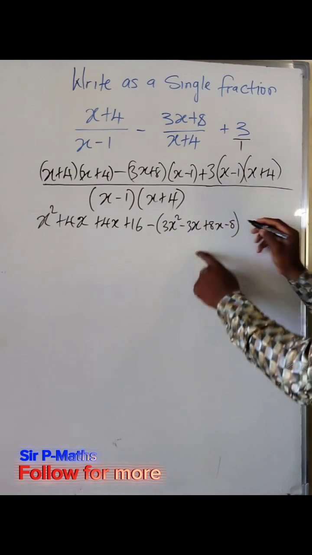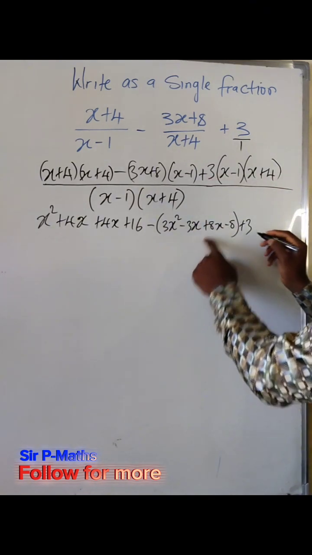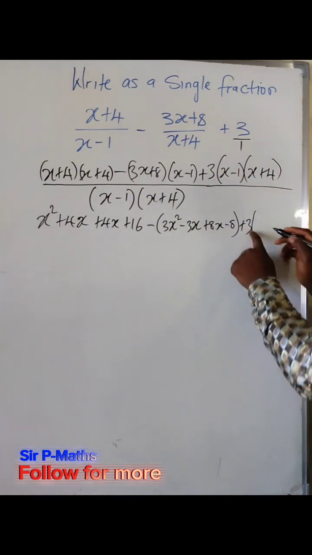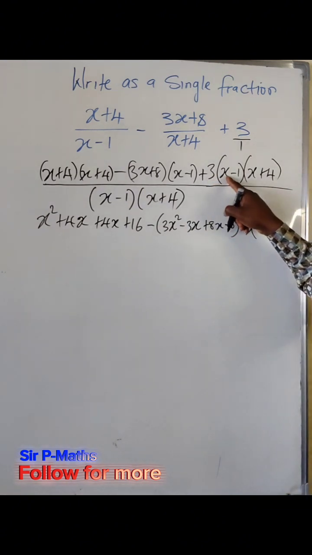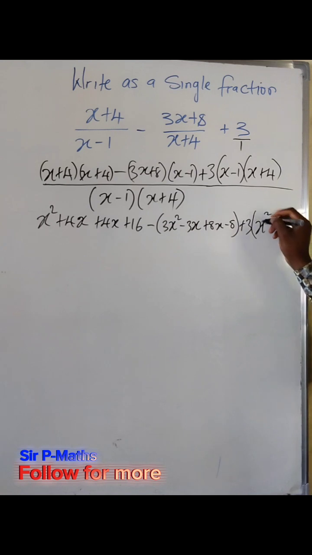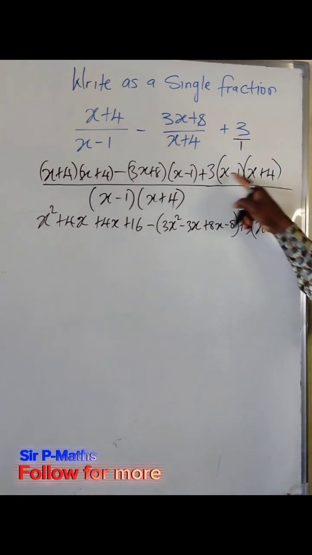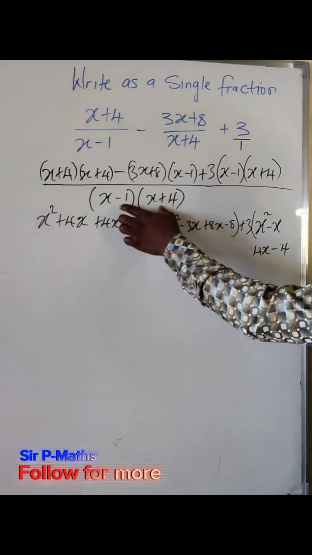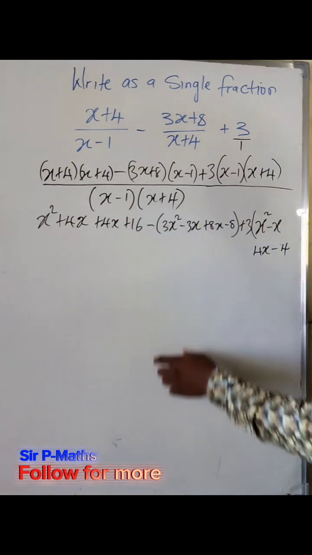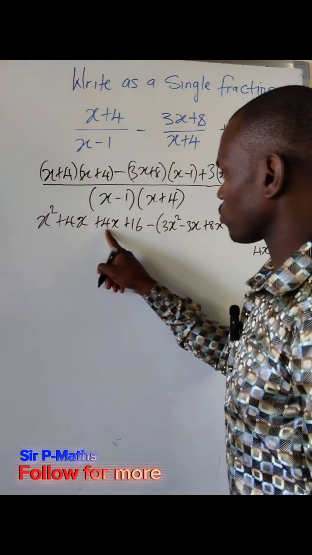Over here, let's put this 3 outside and then multiply. Later, we use 3 to open the bracket. So x times x gives me x squared, negative 1 times x, negative x. Then x times 4 will give me 4x, minus 1 times 4, negative 4. Leave this thing first. Let's simplify here. Then we'll bring this one down. 4 plus 4 will give me 8.